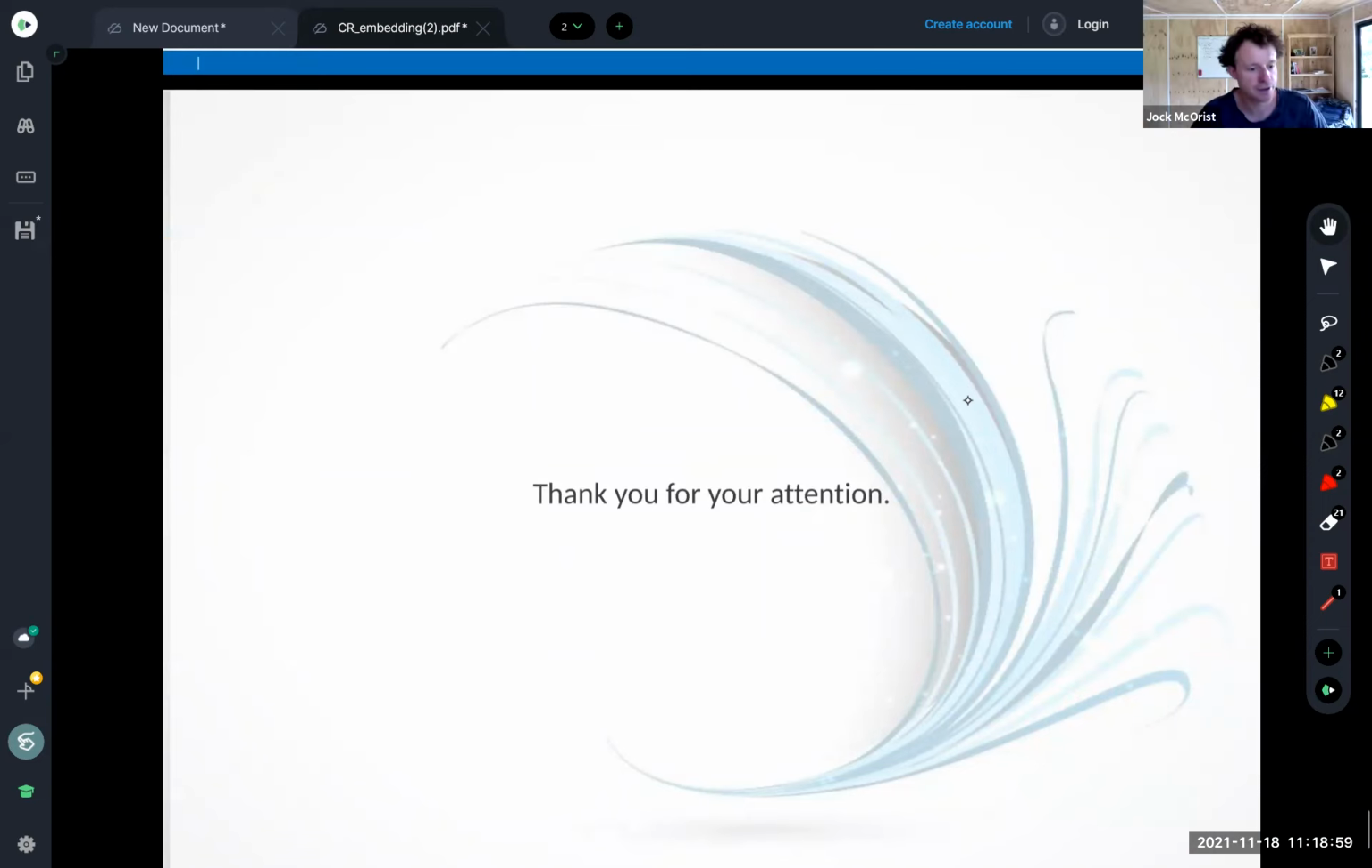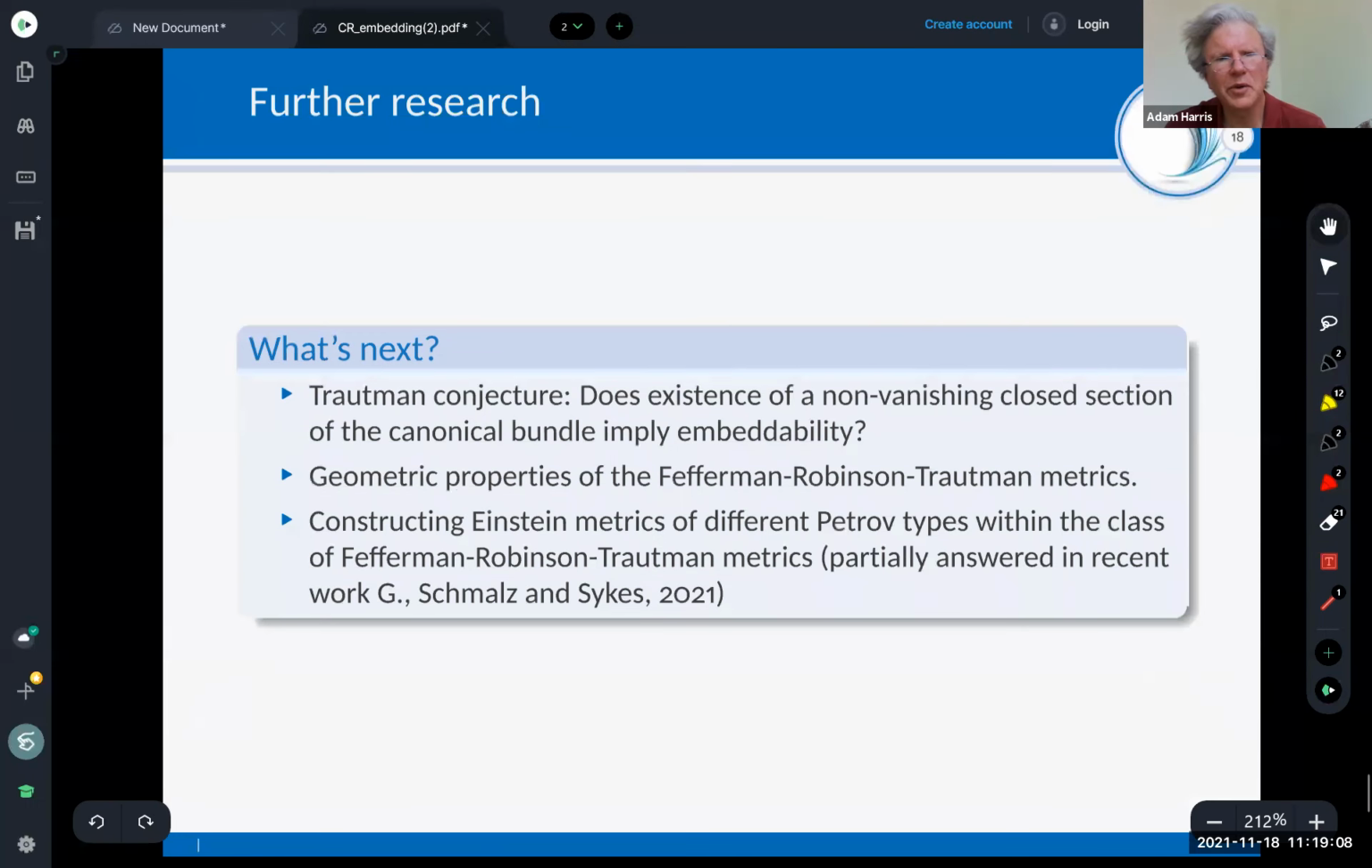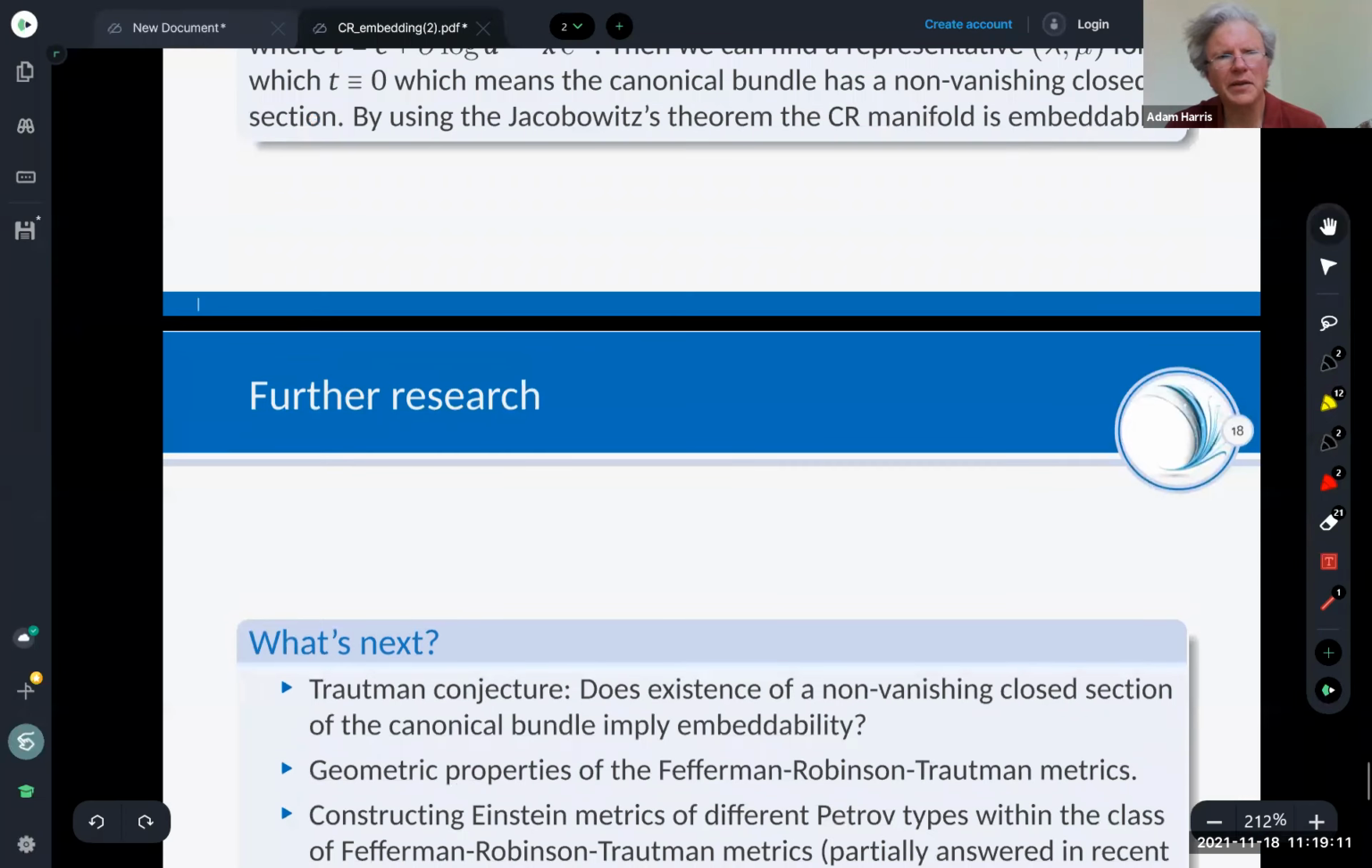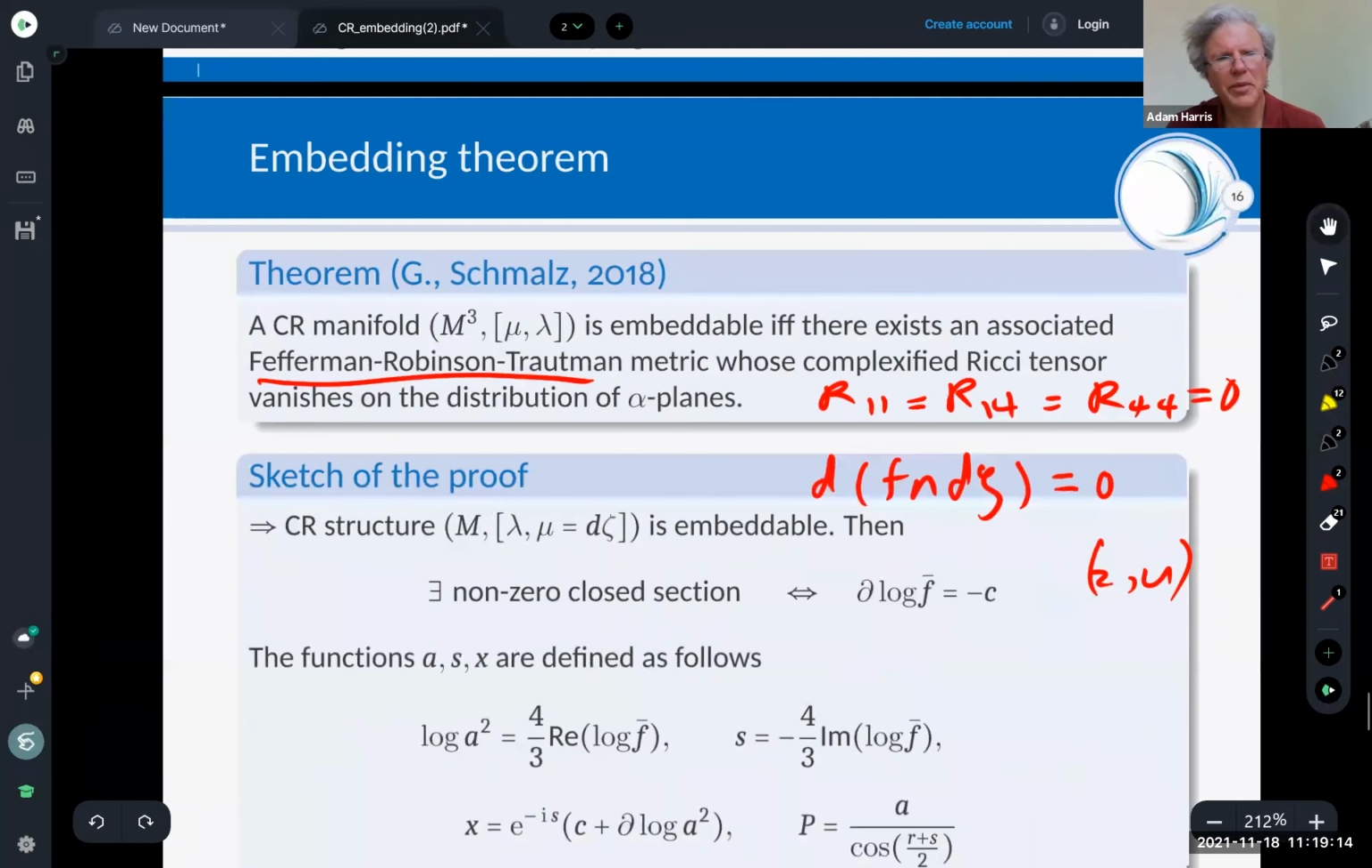Thank you, Masoud. Any questions? So Masoud, the hypotheses of your embedding theorem rely on the fact that the Fefferman-Robinson-Trautmann metric, like the Fefferman metric, is a canonical metric. It always exists on a CR structure. Is that right? Are you referring to Fefferman or Fefferman-Robinson-Trautmann? In particular, Fefferman-Robinson-Trautmann. That's a metric which you can always obtain. It's just a question of whether it has this extra property of vanishing on the alpha planes. Exactly. Yeah, that's very nice. Thank you.